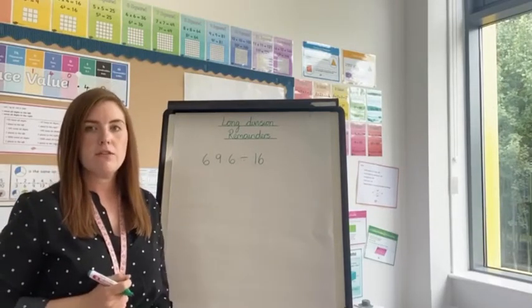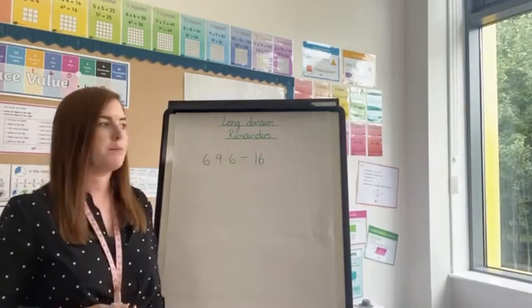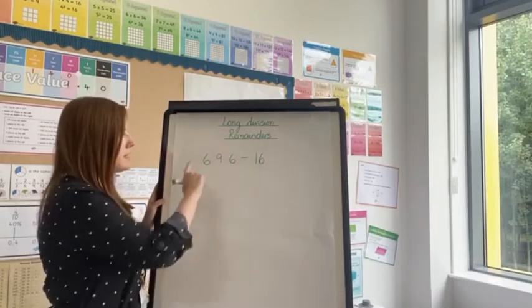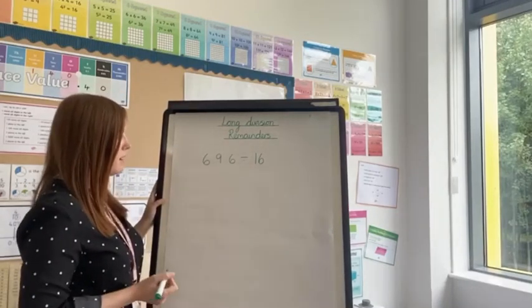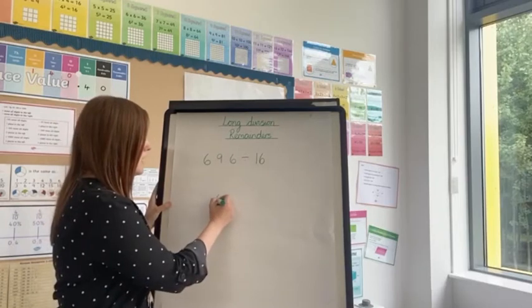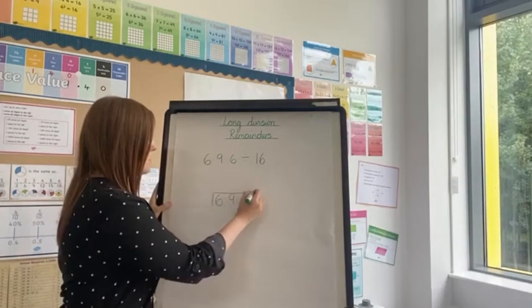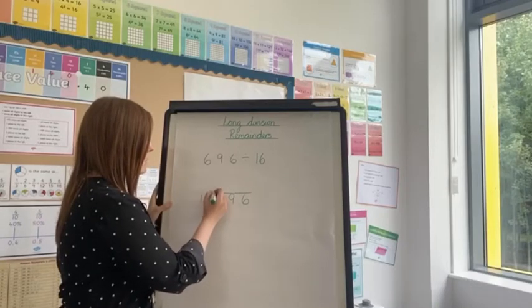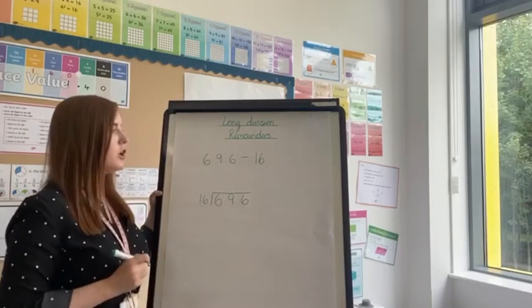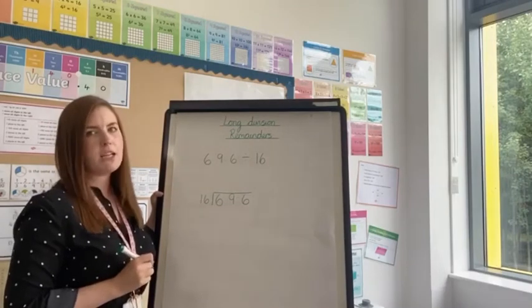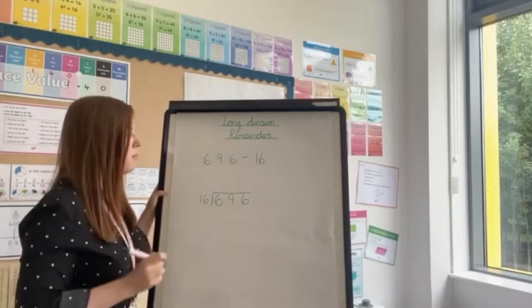Sometimes when we use long division, we will have a remainder. Let's have a look. 696 divided by 16. First thing I do is write my 696 in my bus stop, my 16 on the outside. Now I need to jot down my multiples of 16 because I don't know my 16 times table off the top of my head.